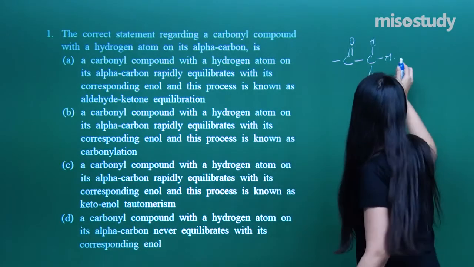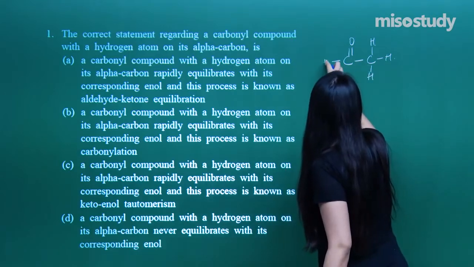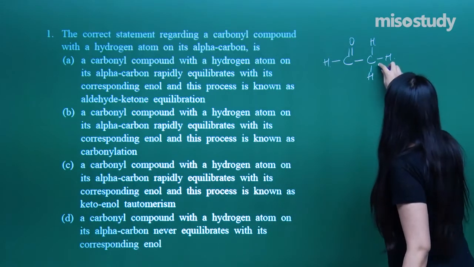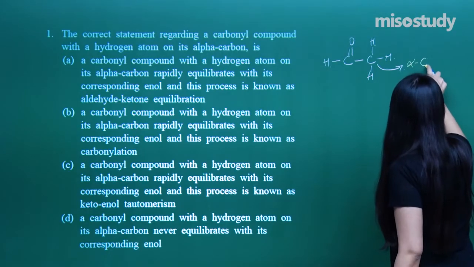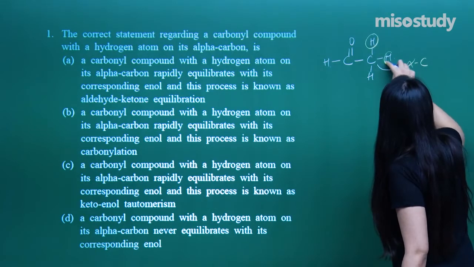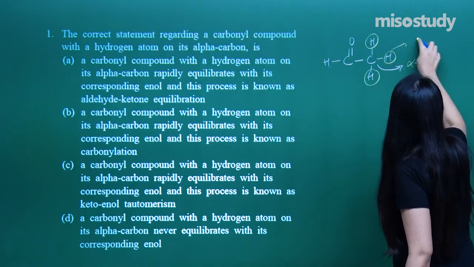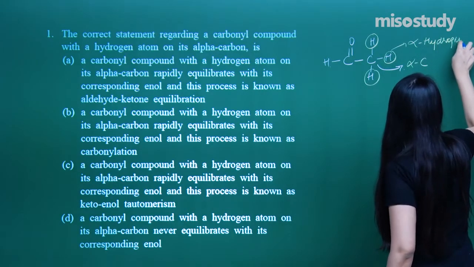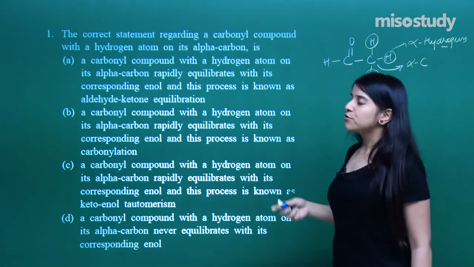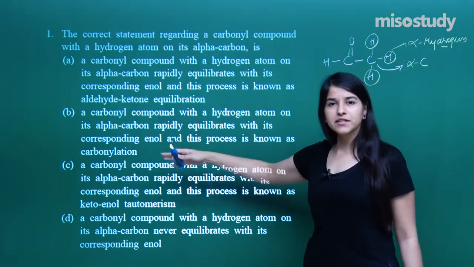I am taking up ethanal. So here is the example. That is the alpha carbon that they are talking about. And these are the alpha hydrogens mentioned. So these are alpha hydrogens. So what do you need to have? Let's go on to the statements.